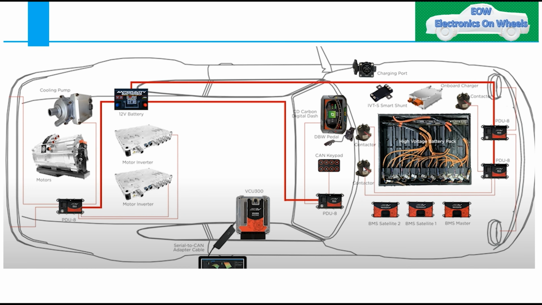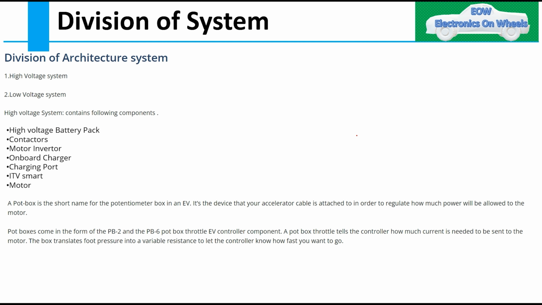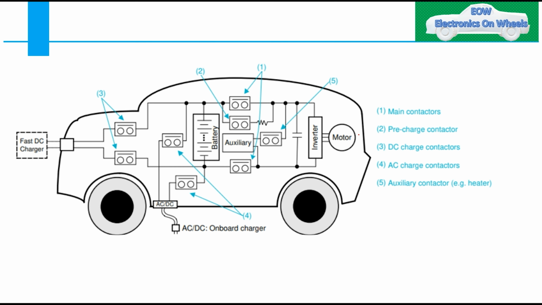We will see in detail what the ratings are, how the cooling pumps work, what the PDU is, what the contactors are and how they work. This is your battery, this is your onboard charger, why these contactors are given, and what the port box is; somewhere it will be a port box also. We will see that also. IV smart. So these are the points we are going to discuss in the coming chapters.